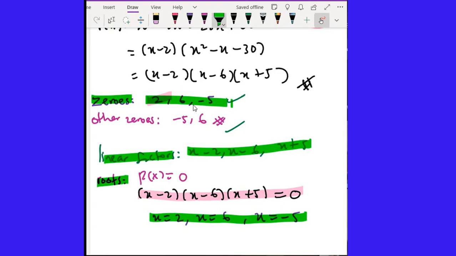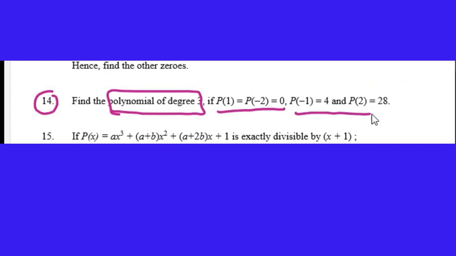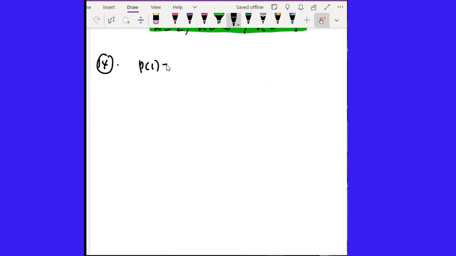Habis number 13. 14. Find polynomial degree 3. If this is factor, atau 0, 1, negative 2, 0 for this polynomial, and leave remainder 4 when x equals 1, remainder 28 when x equals 2. So you have 1, 2, 3, 4, 4 equations, to find the polynomial degree 3. Okay, given P of 1 is equal to 0, P of negative 2 is equal to 0, P of negative 1 is equal to 4, P of 2 is equal to 28.